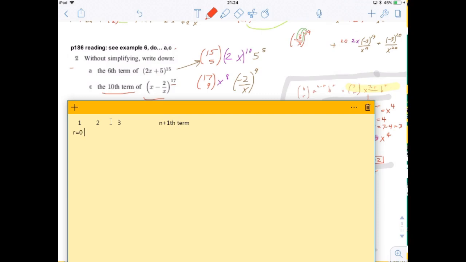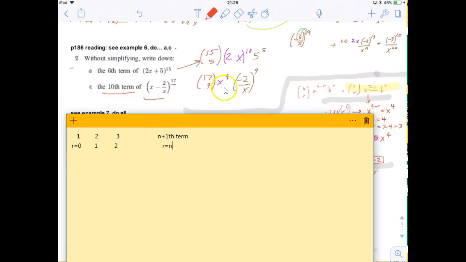So R equals 0, R equals 1, because we know that the first term always has an R value of 0. And so the last one would be 1 less. Do you see how this is 1 less than this one, this is 1 less than this one, this is 1 less than this one. So under the n plus 1th term, we would use R equals n, right? So if you write that out, it's pretty easy to see that the R value is 1 less than the ordinal number for the term. So since the ordinal number for the term is 10, then we want the R value to be 9.